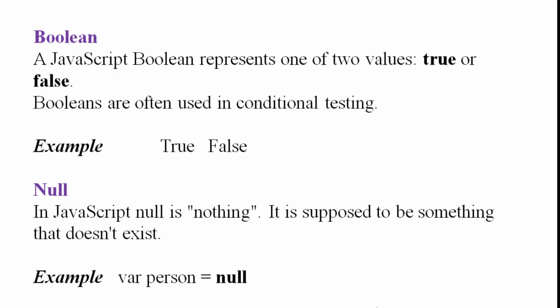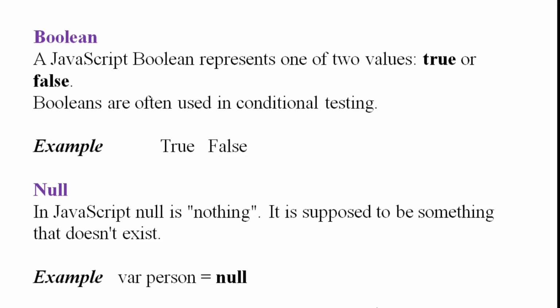The next data type is Boolean. If you want to represent a value as true or false, then we use Boolean data types. Booleans are often used in conditional testing. The next data type is null. Null itself indicates that it is nothing. It is supposed to be something that does not exist. For example, person equals null.